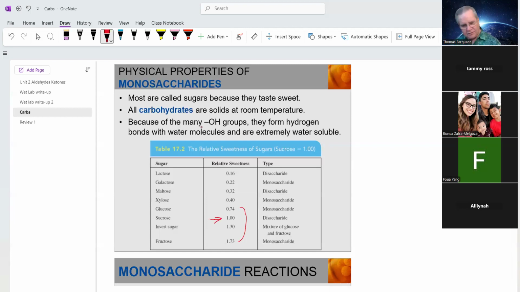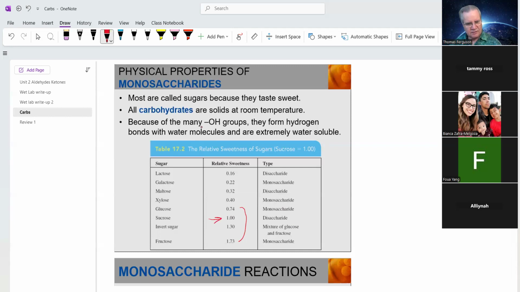And then everything is either sweeter or less sweet than sucrose. But fructose is almost twice as sweet as sucrose. Now, an invert sugar is a mixture of, no, let me back up.